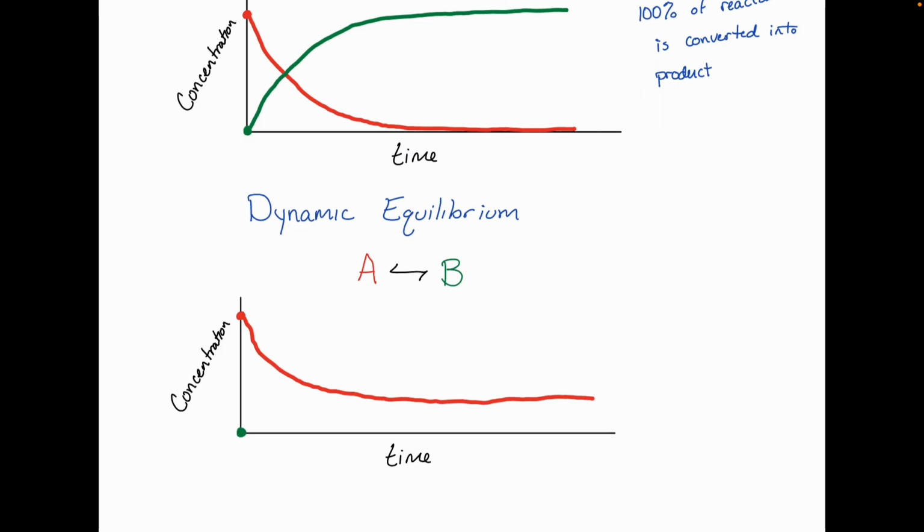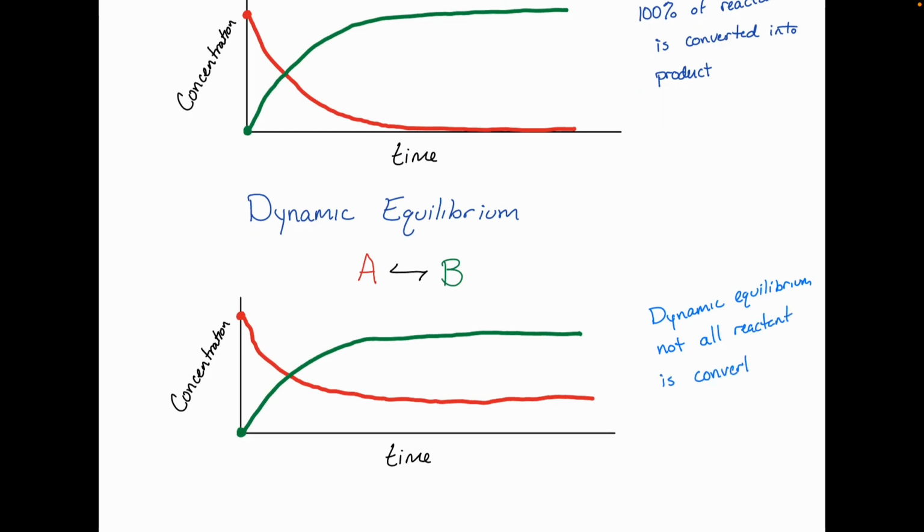But the difference is not 100% of A gets converted to B. There's still a little bit of A left over, which means that not 100% of my mixture is product, right? So a dynamic equilibrium simply means that not all reactant is converted to product.